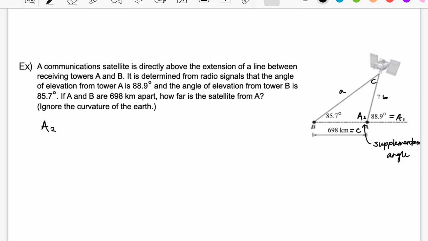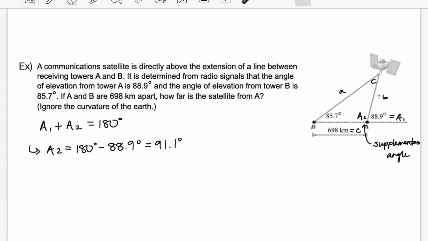So A2, let me write it this way, A1 plus A2 is going to be equal to 180 degrees. So this means A2 is going to be equal to 180 degrees minus A1. So A1 is going to be 88.9 degrees. So this tells us A2, this angle, is going to be 91.1 degrees.